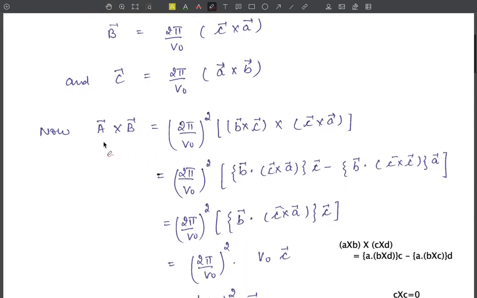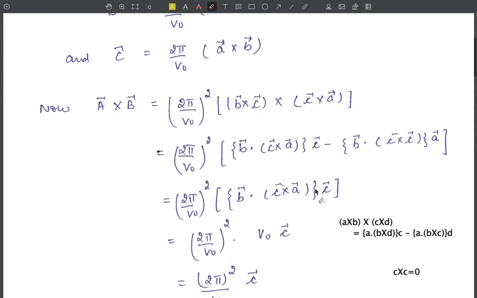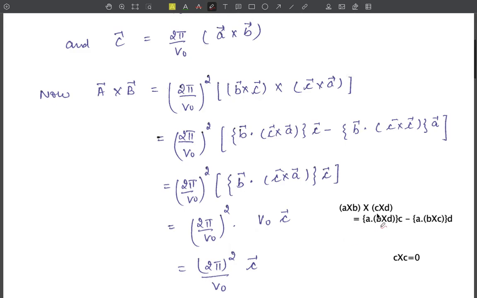Now, if we do the cross product of capital A vector and capital B vector using these values, we'll get 2 pi upon V naught whole square into B cross C cross A. Here we will use a formula: A cross B cross C cross D is equal to A dot B cross D into C minus A dot B cross C into D. Using this formula here, we get B dot C cross A into C minus B dot C cross C into A.